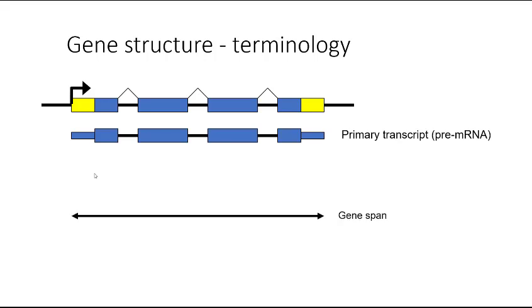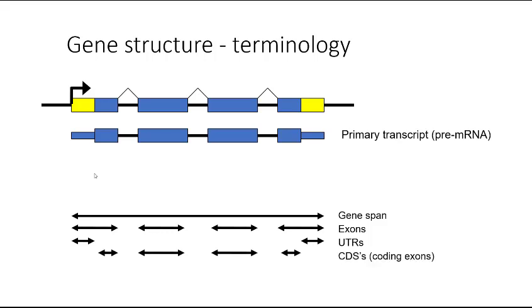And so some of the terms that we will use: the entire part that is transcribed, we would call the gene span. And the parts that end up in the final RNA would be called the exons. The untranslated regions, or the UTRs, are on either end of those RNAs, and the protein coding regions, we have actually a special name for those, which may not be familiar. It's called the CDS, or coding exons.